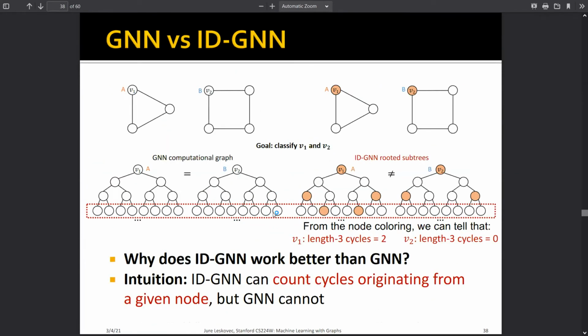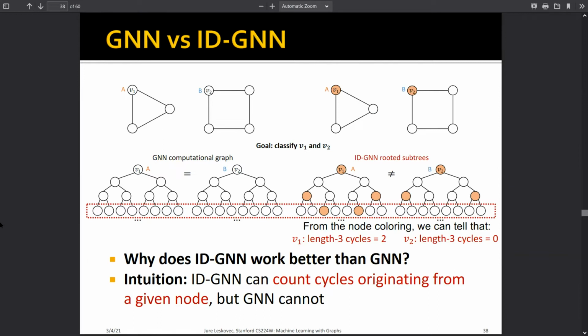Okay. Why does ID-GNN work? So we know this, right? Okay. Oh, intuition. ID-GNN can count cycles originating from a given node, but GNN cannot. Okay. That's because of the coloring part. Right. So it will be able to track how this message is coming back to itself. So here it's 1, 2, so cycle length will be 2. And here, if it comes from V1 to the left one, and then the colored one, no, not the colored one, the right one, and then the colored one, it will be 1, 2, 3, right? So maybe that's the intuition here.